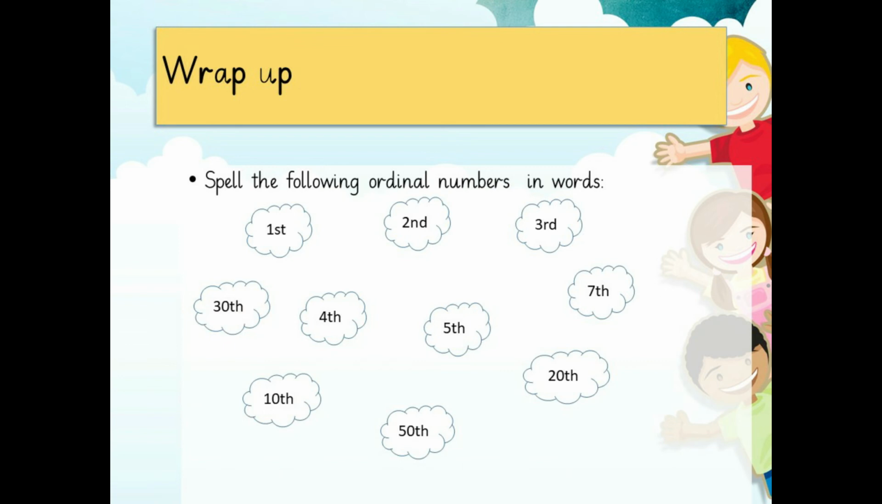Coming towards the next question of wrap up, it's also very interesting. These clouds are filled with ordinal numbers. And you have to spell the ordinal numbers in words. These are first, second, third, fourth, fifth, 7th, 20th, 50th, 10th, and 30th. And I'm sure you can spell all these without making any error. Yes, you can. Okay?